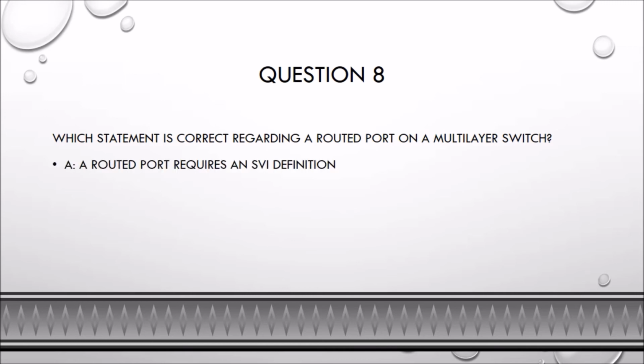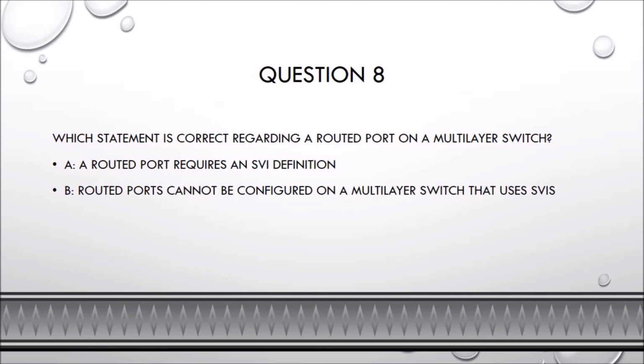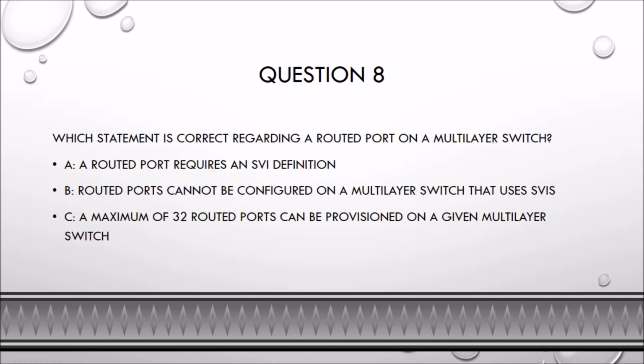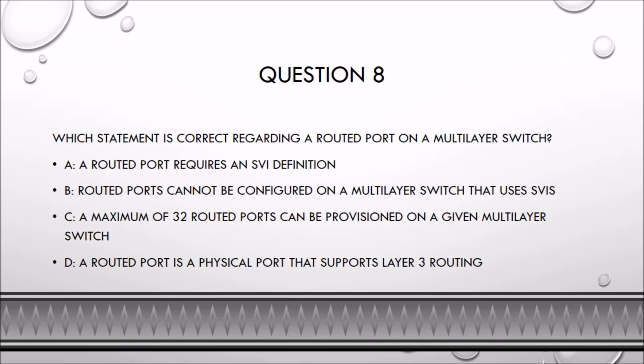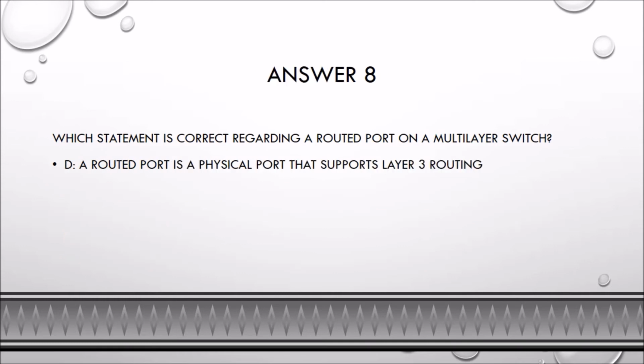Question 8. Which statement is correct regarding a routed port on a multi-layer switch? Is it A, a routed port requires an SVI definition? B, routed ports cannot be configured on a multi-layer switch that uses SVIs? C, a maximum of 32 routed ports can be provisioned on a given multi-layer switch. Or D, a routed port is a physical port that supports layer 3 routing. And the answer is D. A routed port is a physical port that supports layer 3 routing.